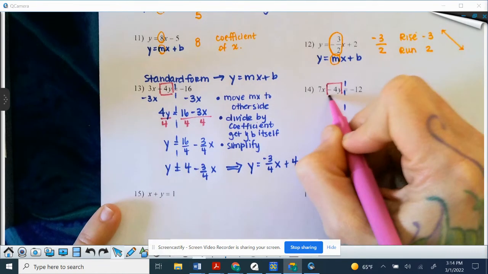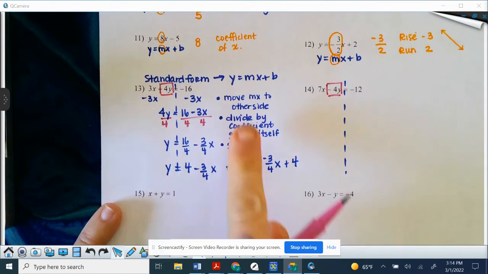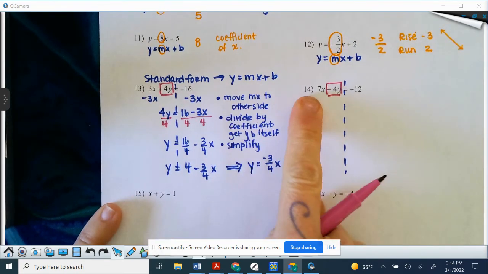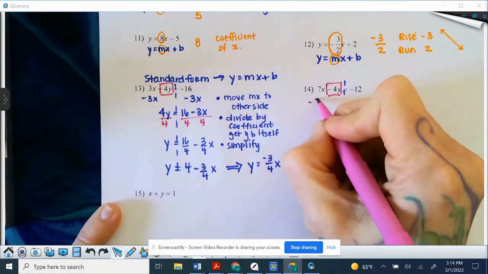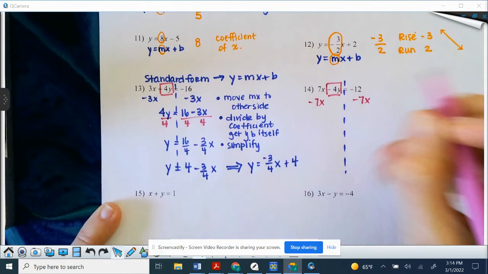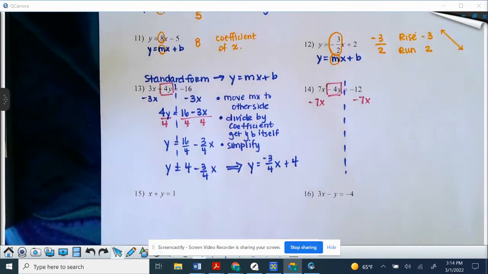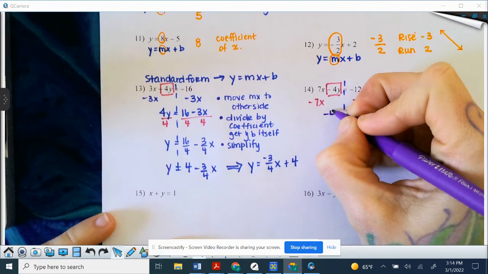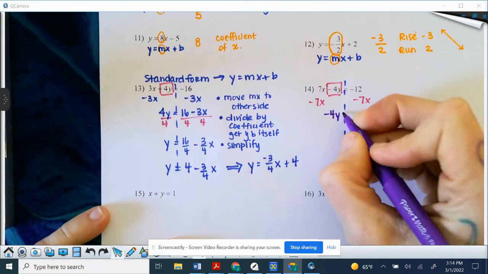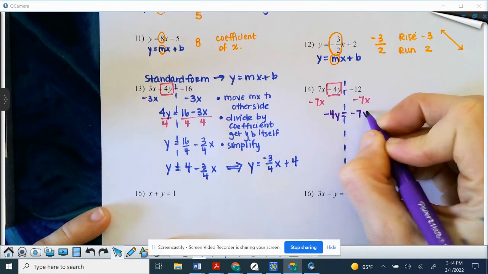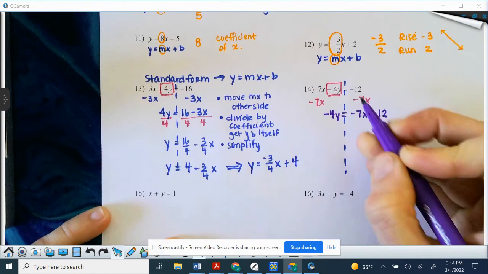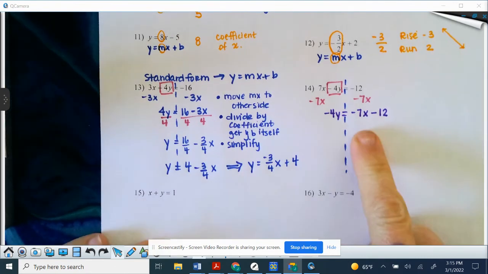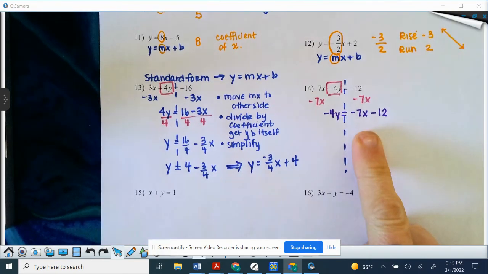So we're going to get y by itself. So we're going to move mx. So move 7x. I'm going to subtract again because it is positive. And so at that point we have negative 4y. Be careful not to lose that negative. So I can write negative 7x minus 12 because that's a negative 12. And that's already putting it in the y equals mx plus b form.